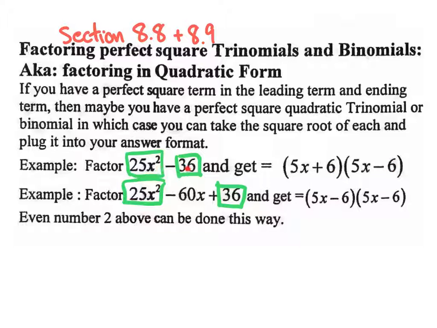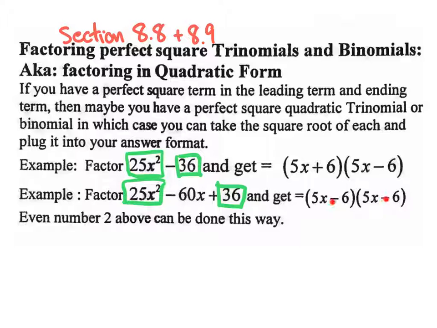Now, because it's a binomial, not a trinomial, we know that when we distribute, the middle terms have to cancel out. And in order for the middle terms to cancel out, one has to be a positive, one has to be a negative. So that's why there's a plus here and a minus there. And after all, if we look at the last terms that we're multiplying when we distribute, like 5x times 5x, 5x times negative 6, but the very last step on distribution, positive 6 times a negative 6, that's how we get that negative 36. And because they're plus and minus, the middle terms cancel out. That's why it's a binomial, not a trinomial.